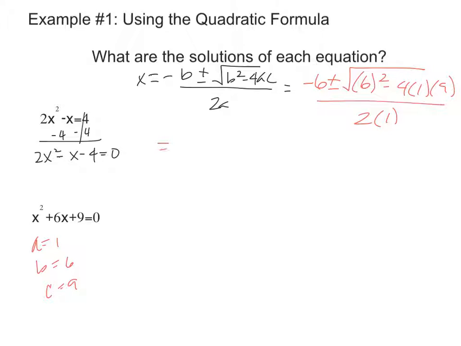If I keep going, that'd be negative 6 plus or minus the square root of 36 minus 36, over 2. 36 minus 36 we know is 0, so that's really negative 6 over 2. Technically, in this case we only have one answer, and that answer is negative 3.